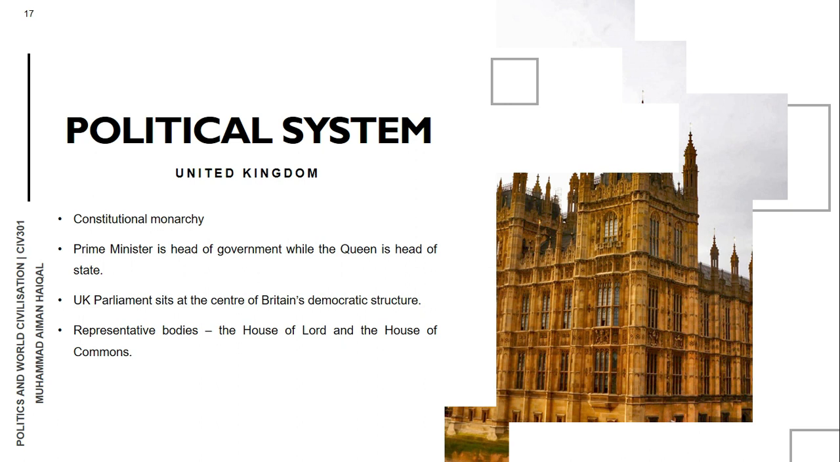In London, the United Kingdom Parliament sits at the centre of the democratic structure of Britain and is the governing body of the United Kingdom and the British Overseas Territories. Parliament consists of two representative bodies, which are first the House of Lords and second the House of Commons.